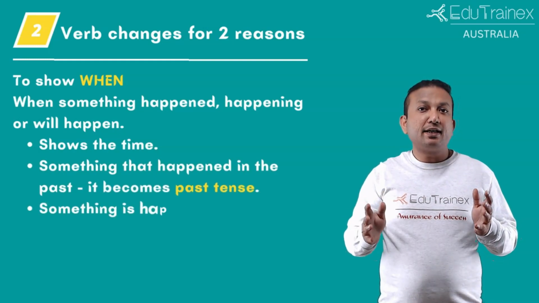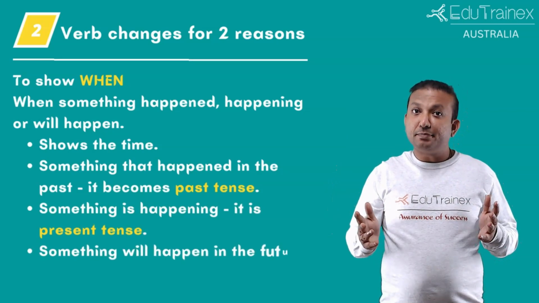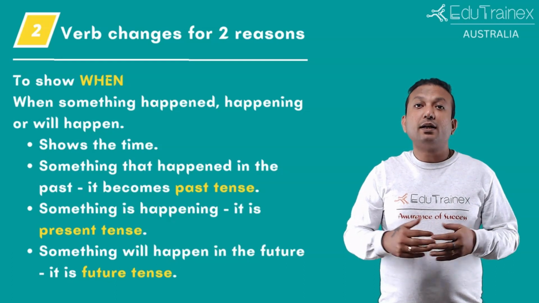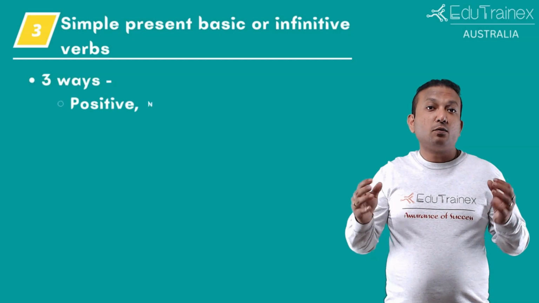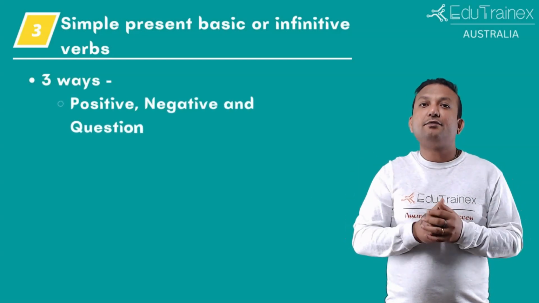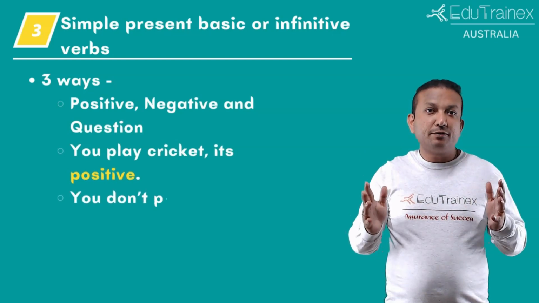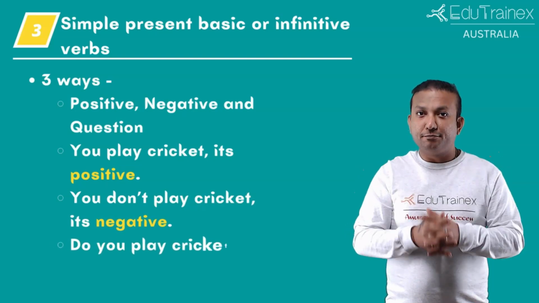When we talk about something that happened in the past, it becomes past tense. When something is happening right now, it is present tense. And when something will happen in the future, it is future tense. Now that you understand what tenses are, let's dive a little deeper and look at their several forms, starting with simple present, which we also call basic or infinitive verbs.